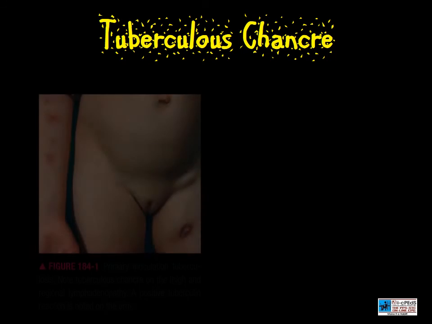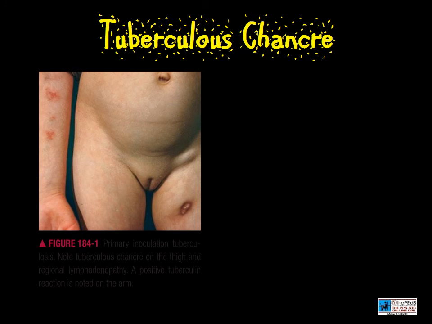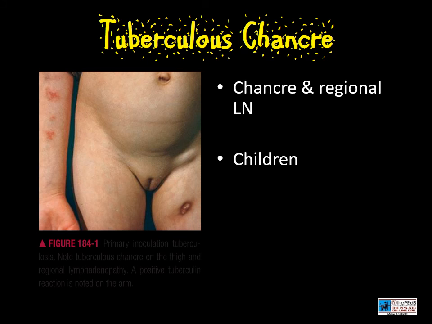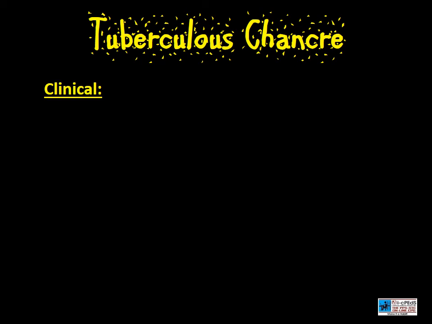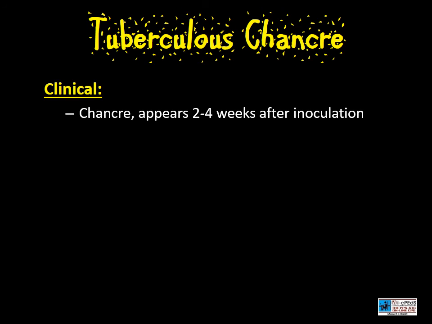Infection with Mycobacterium tuberculosis and the inflammatory reaction of the host define the disease. Tuberculous chancre and affected regional lymph node constitute the tuberculous primary complex in the skin. Children are most commonly affected with predilection to the following sites. Tubercle bacilli are introduced into the tissue at the site of minor trauma. Chancre appears 2 to 4 weeks after inoculation.